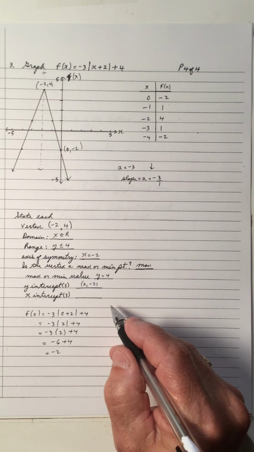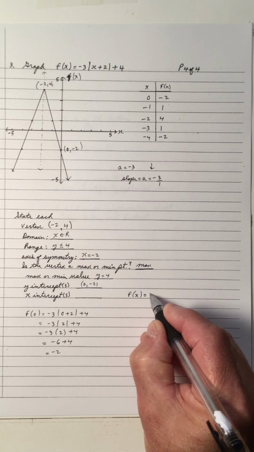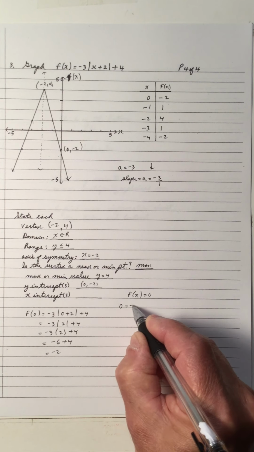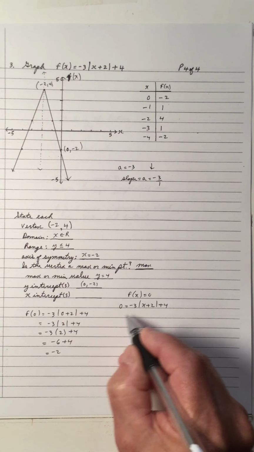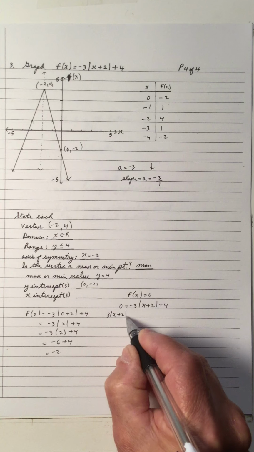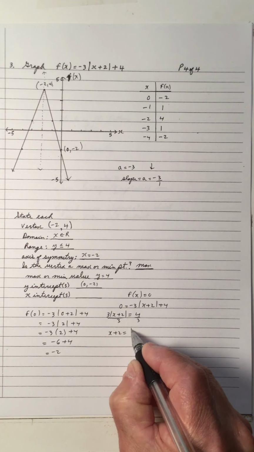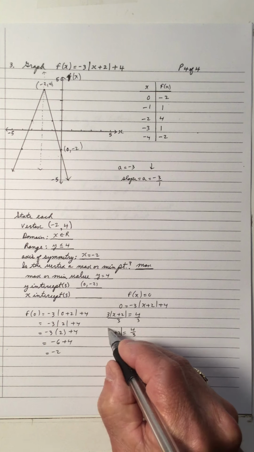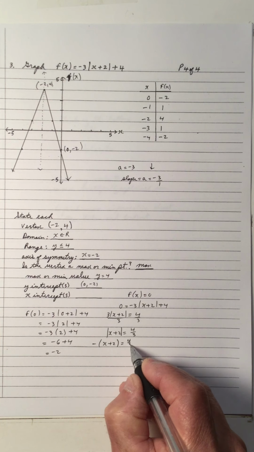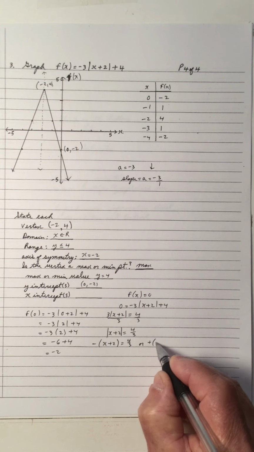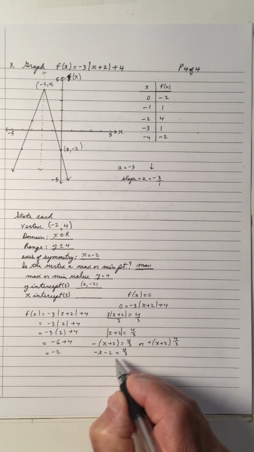And the x-intercepts is when you make the f of x equals 0. So you have 0 equals -3 times the absolute value of x plus 2, plus 4. Move this expression over to make it positive. Divide by 3. Oh, I better put the absolute value in there. Now I got to do the negative of that, 4/3. Or I got to do the positive of it. -x minus 2 equals 4/3.